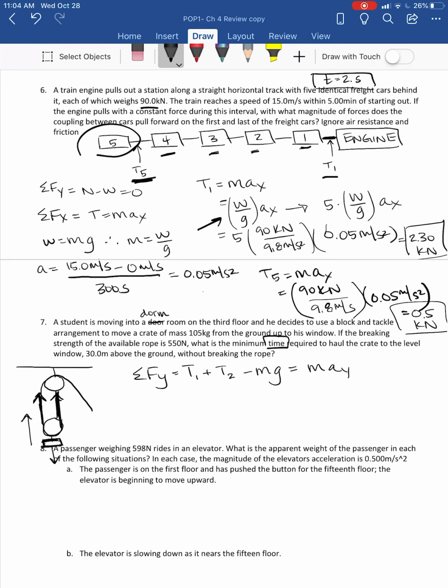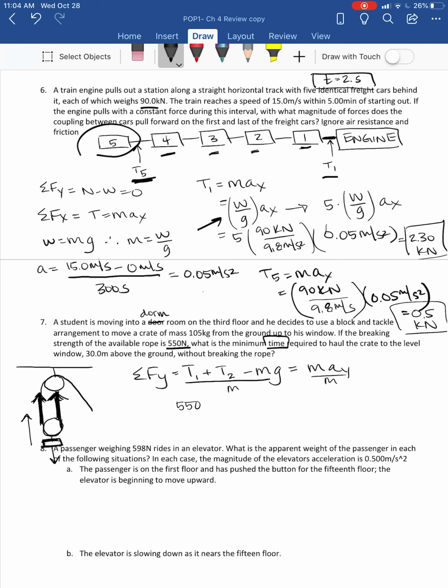Okay? So we've got to figure out how to get acceleration, because if we can get acceleration, then we can probably get time. Okay, so that means that we need to take this and move it over. Well, it tells us that the rope has 550 newtons of force. Okay, so that's this rope that we've got on both situations.